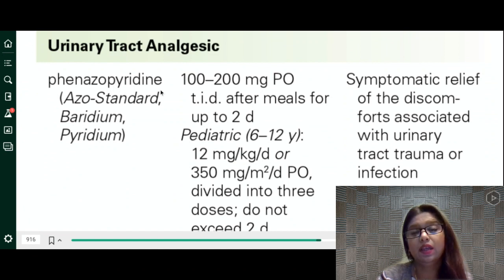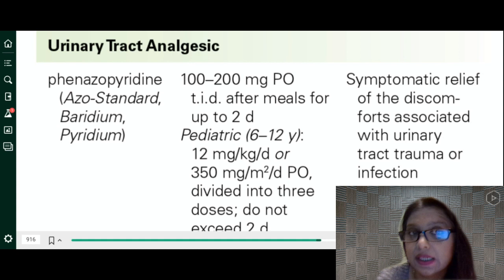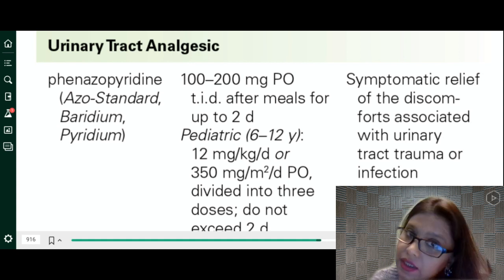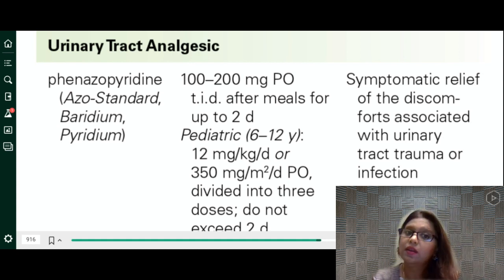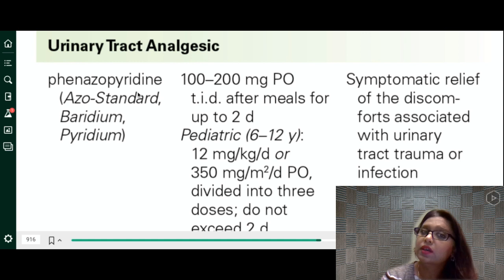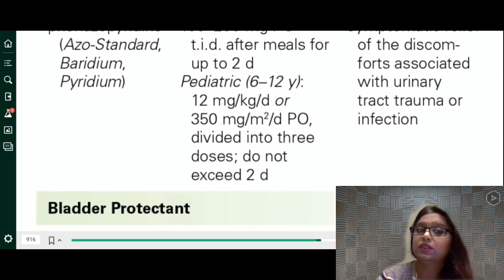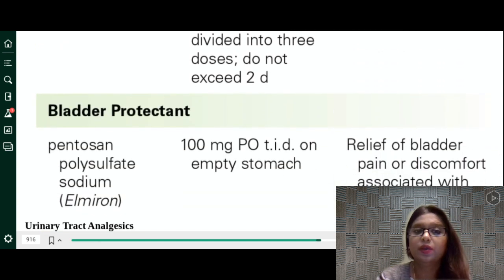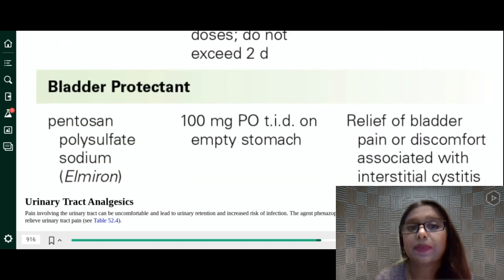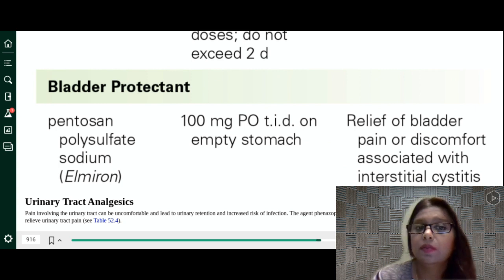Phenazopyridine is a very important urinary tract analgesic. Why do we give it? Because it reduces the irritation in the urine. It's a relief of discomfort, right? Relief of the discomforts associated with urinary tract trauma infections. And it will cause the urine to turn orange. Remember that part. Orange color urine is related with Pyridium or phenazopyridine.